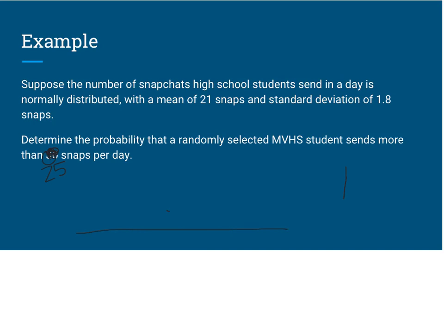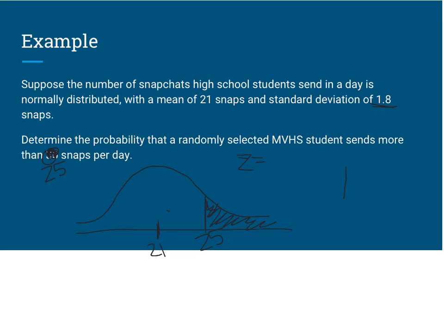So again, normal curve. 21 is here. I have a pretty low standard deviation, so most of my data is towards the middle. 25 is out here, and I'm trying to find the probability more than, so that's going to be out here. So remember, a z-score always tells me the area less than. So I'm going to have to subtract that from 100% to actually get my answer. So let's find our z-score first.